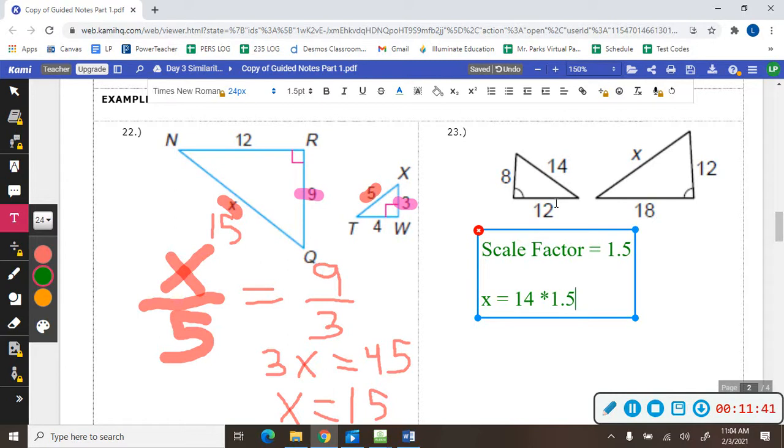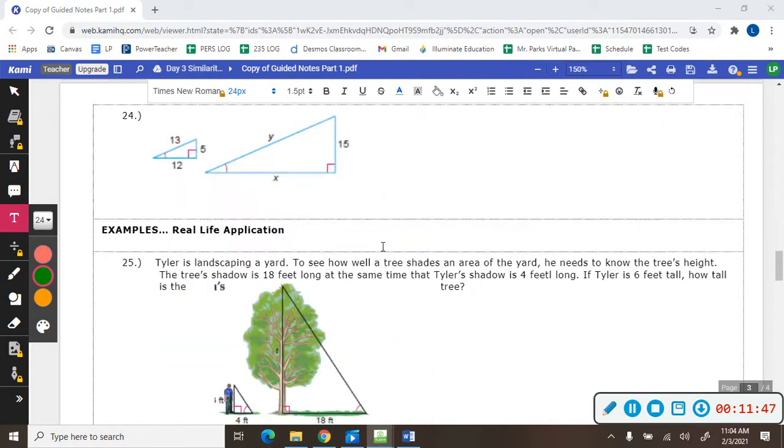And you get 21. Number 24. We know these triangles are similar because two angles are congruent. This angle is congruent to this angle, and then this angle is congruent to this angle. So by the AA similarity postulate, these triangles are similar.